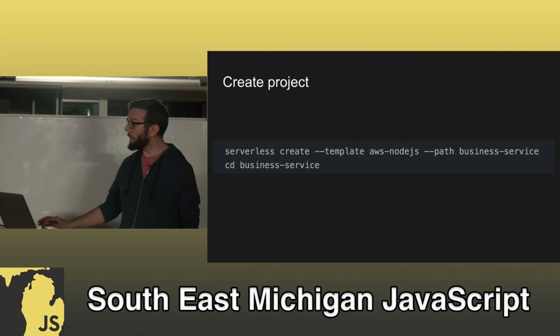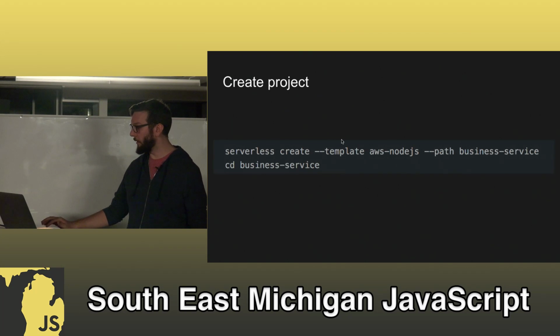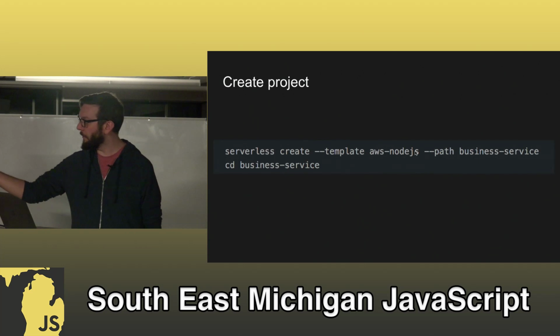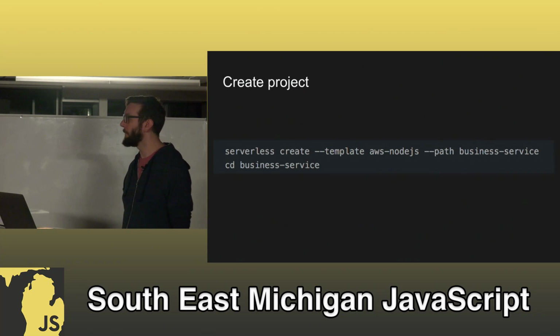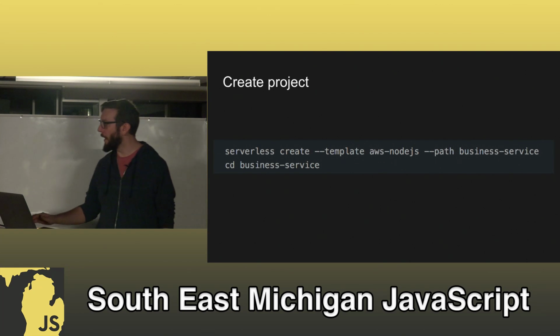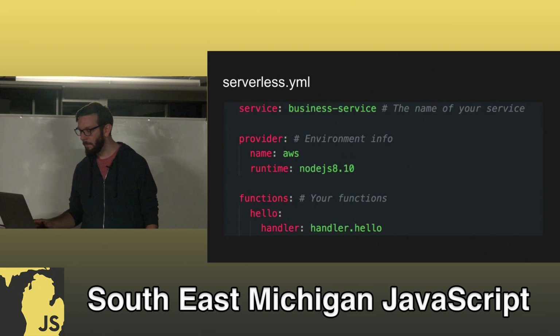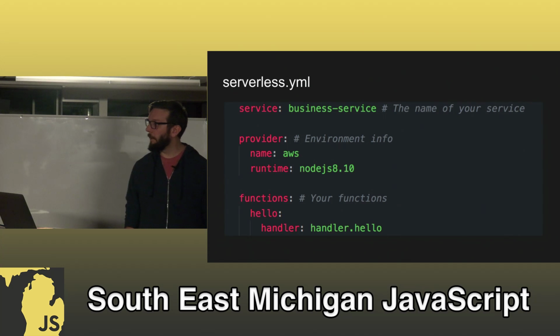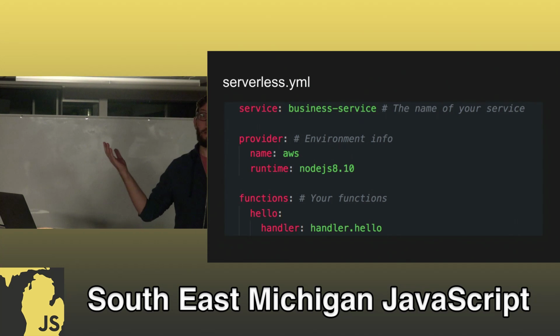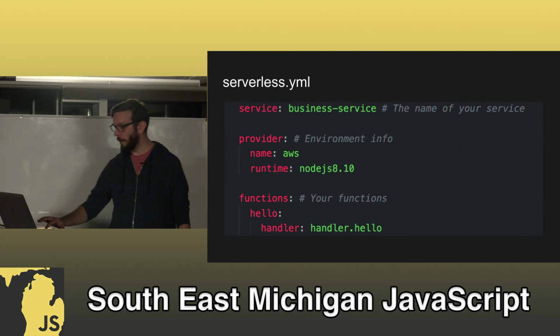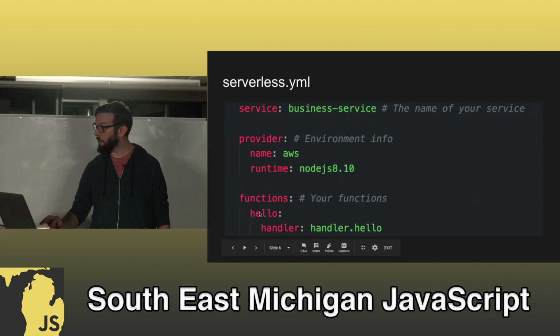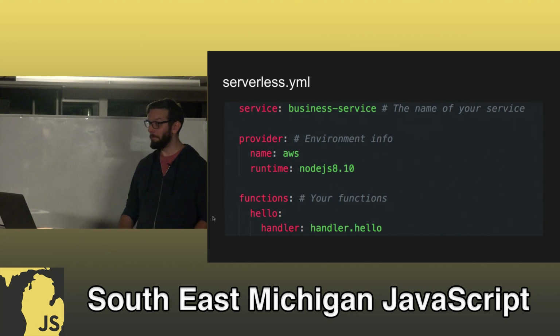So when we're in our folder, we just call serverless create. We pass it a template. So if you wanted to use a different language like Python, you would start off with a different template. And then we're just going to set it in this path for business service. That's going to generate a YAML file like this. You can see we have just the name of the service and the provider, where it's hosted. But importantly, we have our functions down here. These are the things that do stuff.